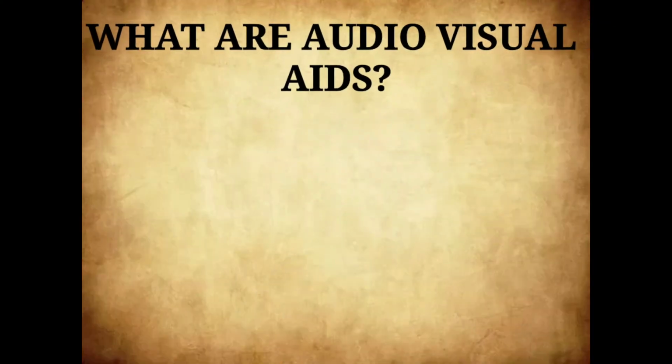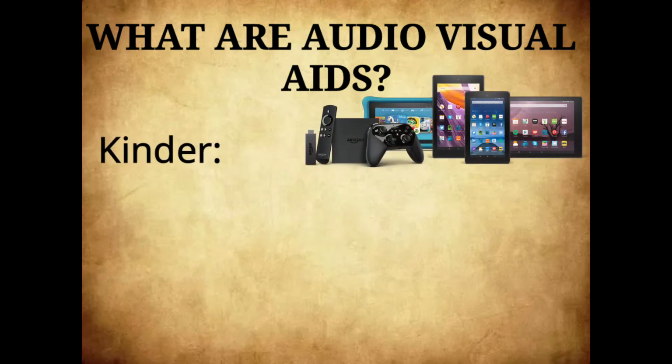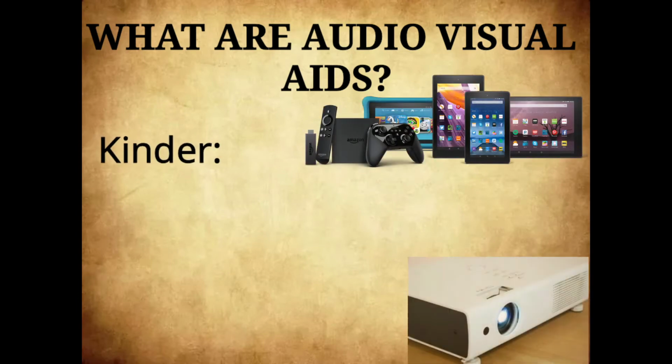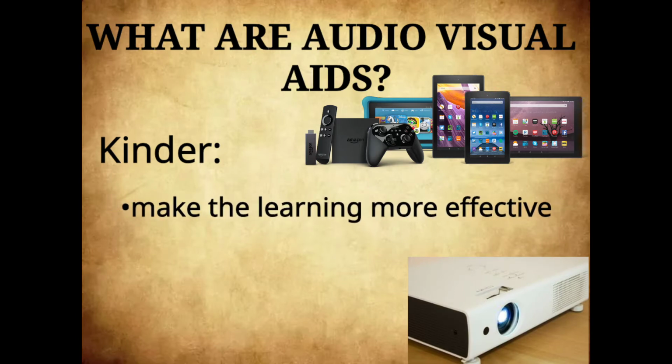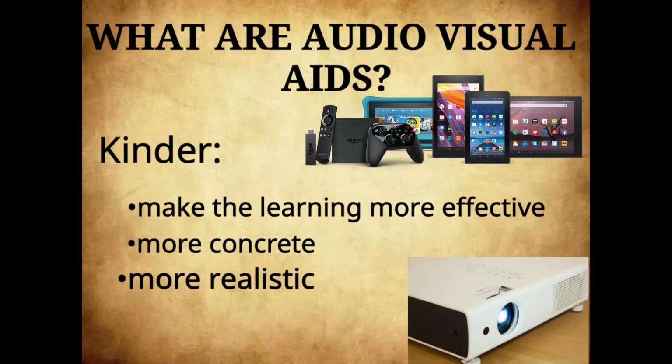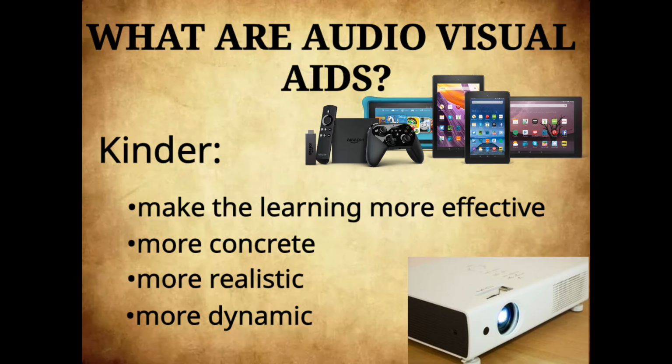What are audio-visual aids? According to Kinder, audio-visual aids are any device which can be used to make the learning more effective, more concrete, more realistic, and more dynamic. An example of that is using a projector and a speaker in teaching.